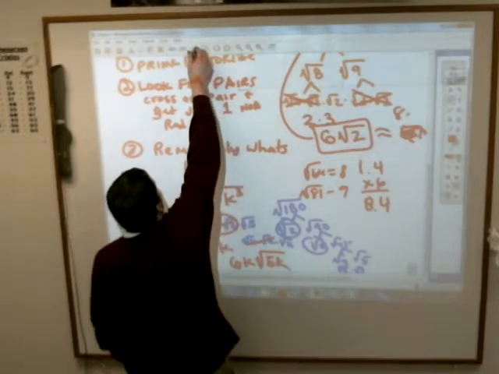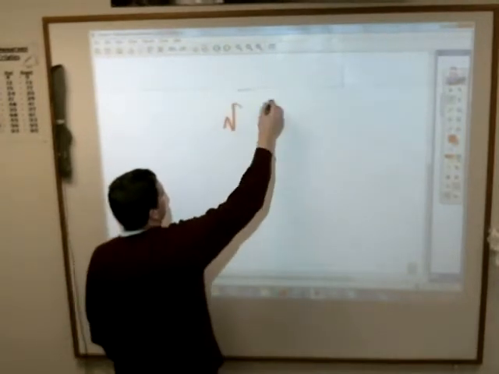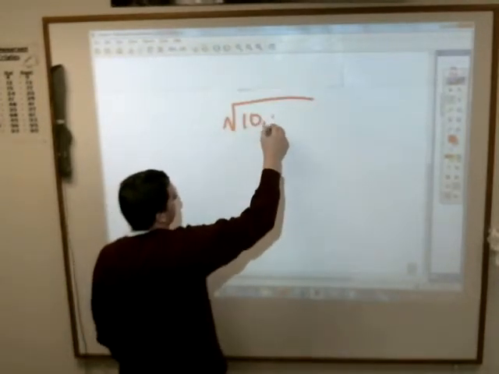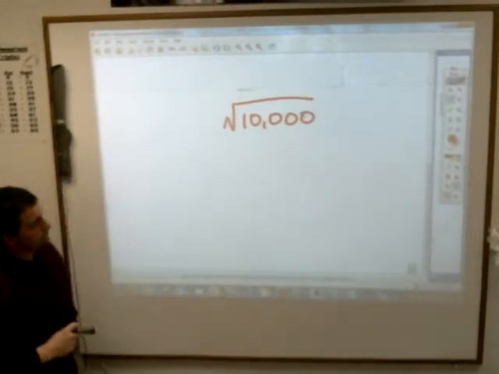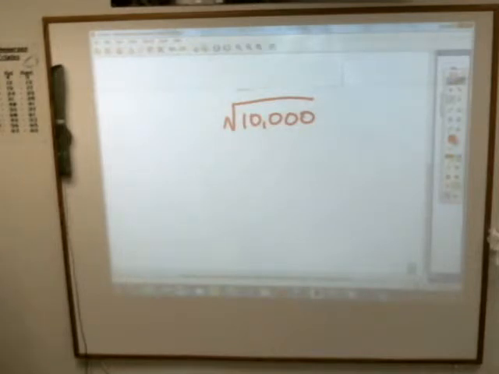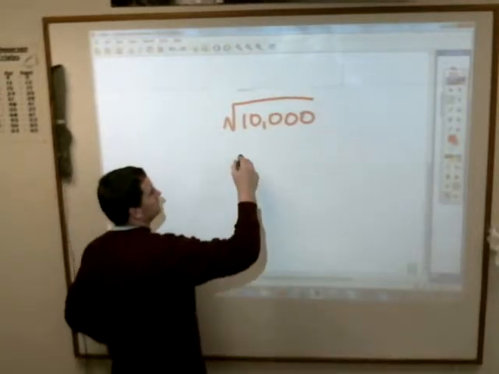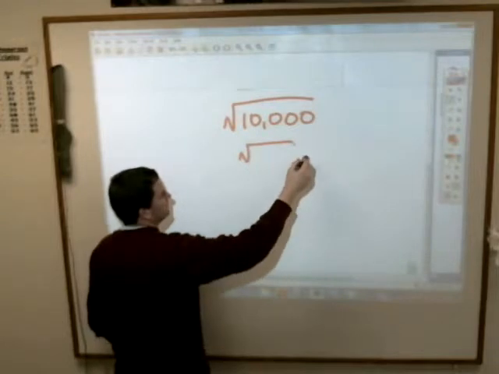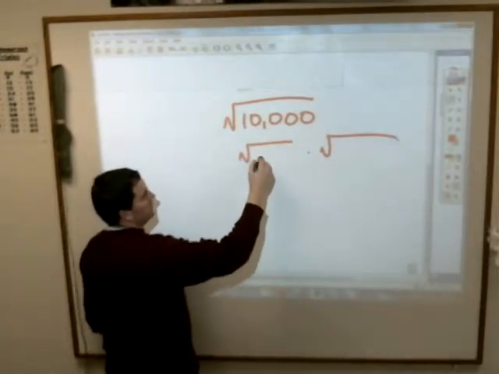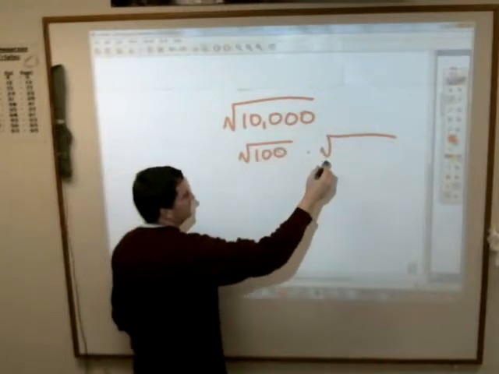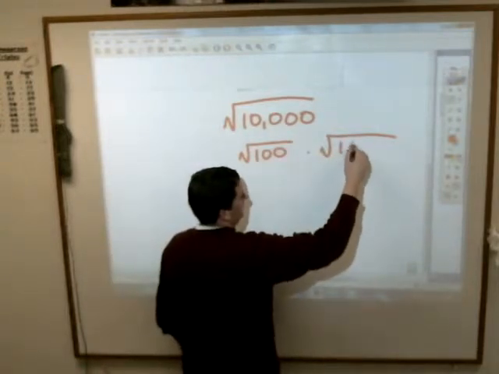Now, let's do something like this. What about the square root of something big like 10,000? No variables on this one. What times what gives you 10,000? 2 times 4. Think about this. This is the same thing as the square root of 100 times the square root of 100.